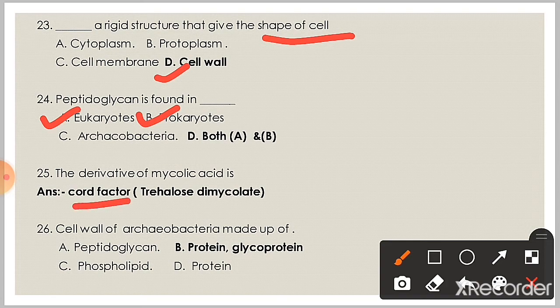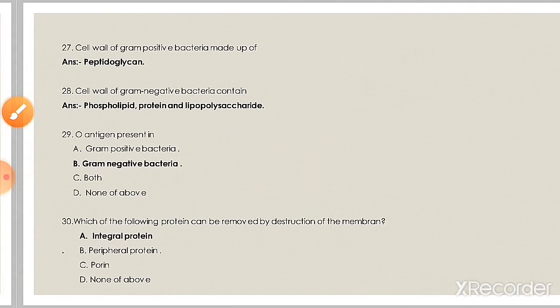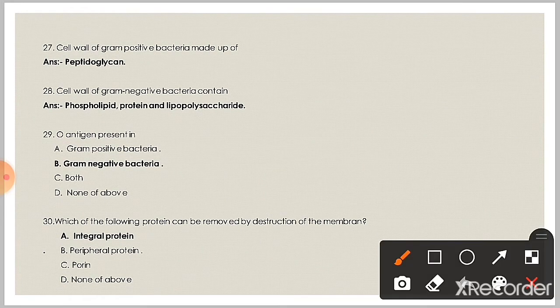Answer: cord factor, trehalose dimycolate, is responsible for disease caused by Corynebacterium diphtheriae. Question 26. Cell wall of archaebacteria made of option B, protein and glycoprotein. Question 27. Cell wall of gram positive bacteria made up of, answer, peptidoglycan. Question 28. Cell wall of gram negative bacteria contain phospholipid, protein and lipopolysaccharide.